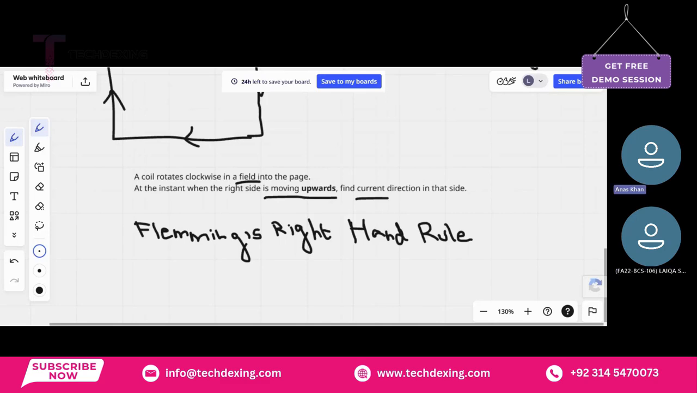The right side is moving upwards, so the thumb is pointing upwards, and the index finger is pointing towards the screen, away from you. Where will your second finger point in that case? We are using our right hand, so towards the left. Yes, very good. So the direction for the current will be towards the left.